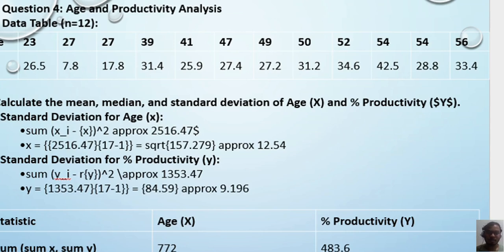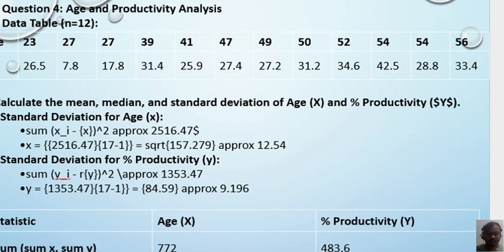Data table, n equal to 12. Here age is written here, and the next line percentage is written here. Calculate the mean, median, and standard deviation of age x and percent productivity y. Standard deviation of the age: sum of xi minus x bar, approximate value is written here. x bar equal to approximate value is written here. Standard deviation of the percentage productivity y: sum of yi minus y bar, and approximate value is written here. y bar equal to approximate value is written here.